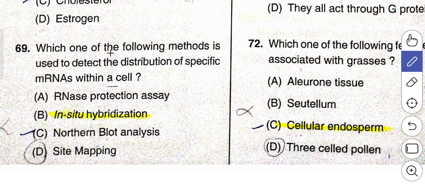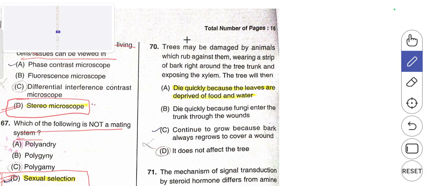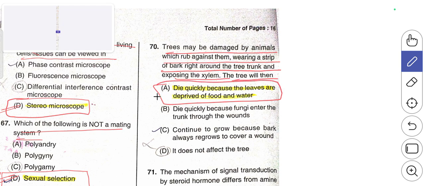Which of the following methods is used to detect the distribution of specific mRNA within a cell? So that will be done by in situ hybridization, or we can do it with northern blotting. Then 70 question. Trees may be damaged by animals which rub against them, wearing a strip of bark right around the tree trunk and exposing the xylem. The tree will then die quickly because the leaves are deprived of food and water. So A is the right answer.